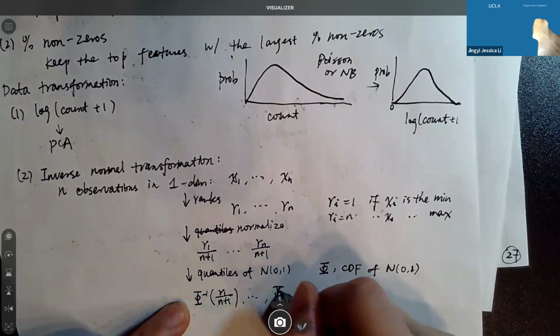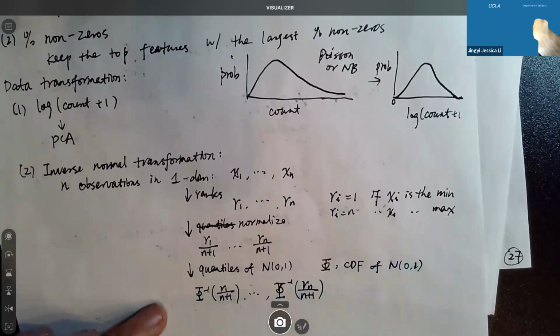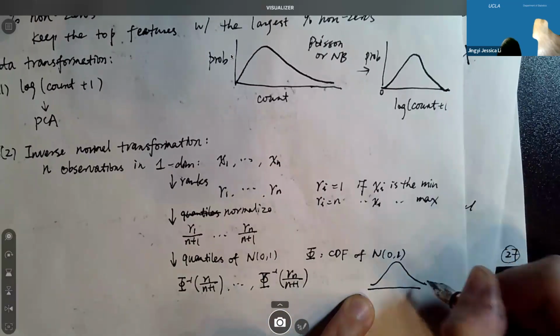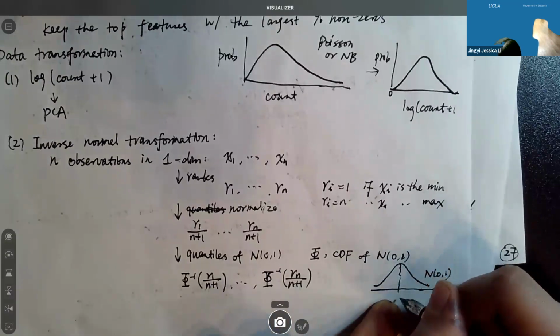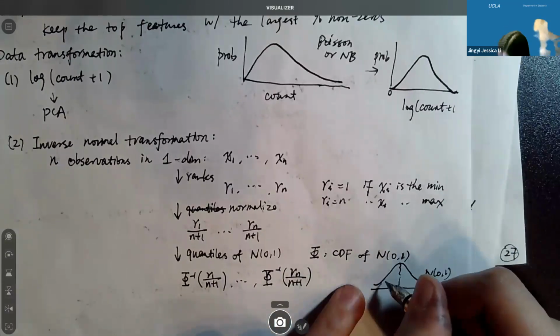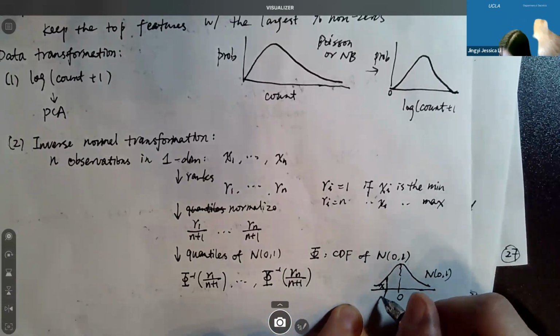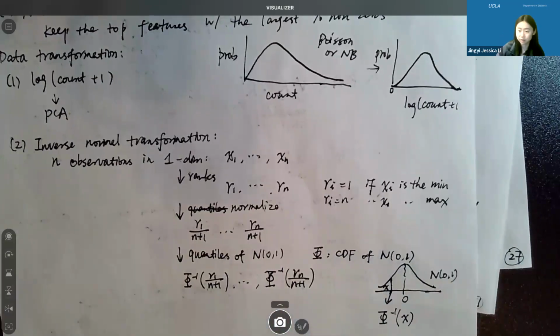So by inverse, what we mean is essentially, given this is the standard normal density, mean 0, standard deviation 1, if the left tail here is x, then the value here is the quantile of x, which is the CDF inverse at x. That's the definition. So as you can see, we get the quantiles as values from this normal curve.